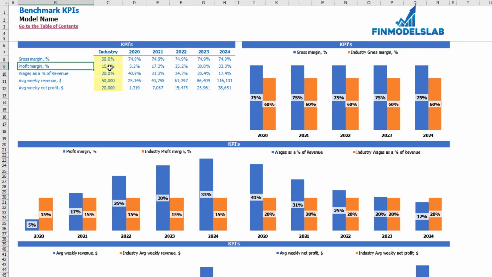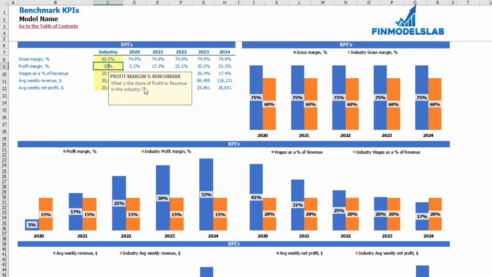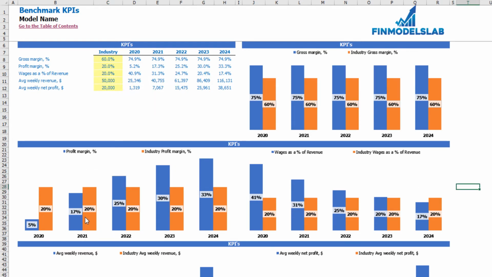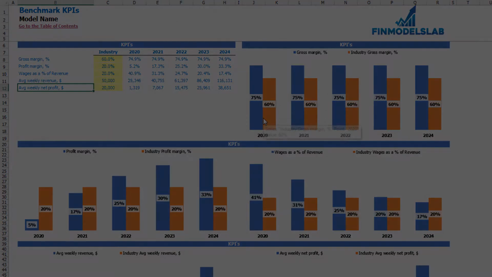The same way you may change profit margin, for example 20%. You may see it on the chart below. For the 2 first years you may find that your profit margin is less than industry benchmark, and starting from year 2022 you have bigger amounts than industry benchmark. Also you have wages as a percentage of revenue, average weekly revenue, and average weekly net profit benchmarks.